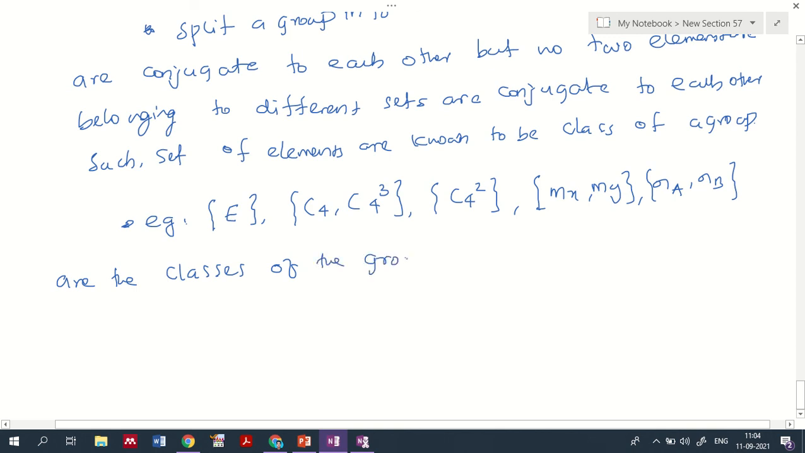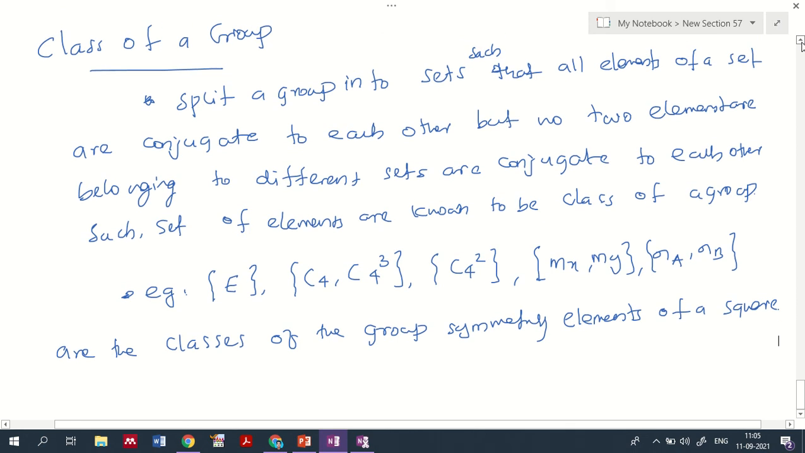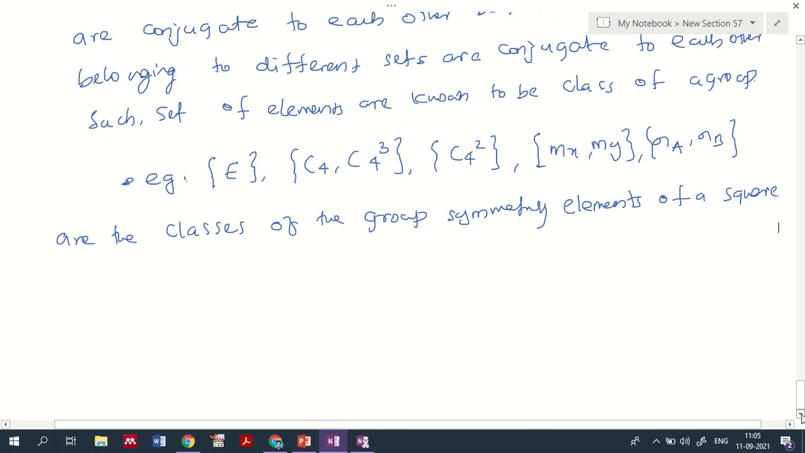Classes of the group symmetry elements. The group of symmetry elements here means the elements of a square: E, C4, C4 cubed, C4 squared. We can split a group into sets such that all elements of a set are conjugate to each other, but no two elements belonging to different sets are conjugate to each other. Such sets of elements are known as classes. Here you don't see any other class of elements where C4 cubed and C4 squared come together.